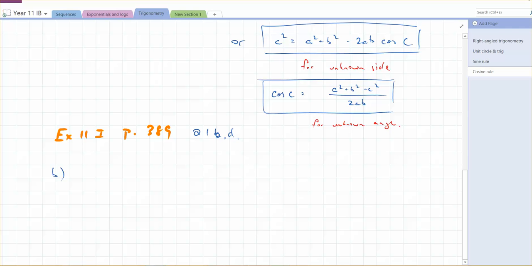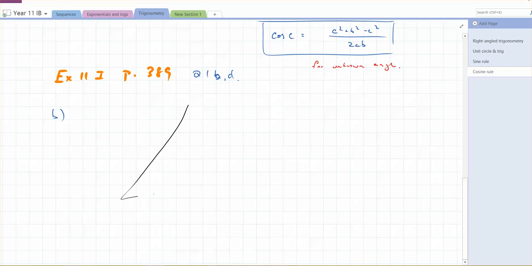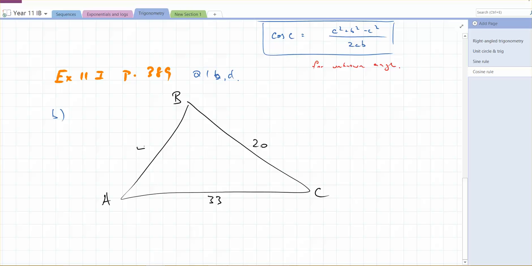A is 20, B is 33, so we've got three sides of a triangle, a bit like I put up before. So we'll label it A, B, C. A is 20, B is 33, and C is 41. Use the given information to find all sides and angles. We've got all the sides. Which angle do you want to find? Doesn't matter, let's find C first.